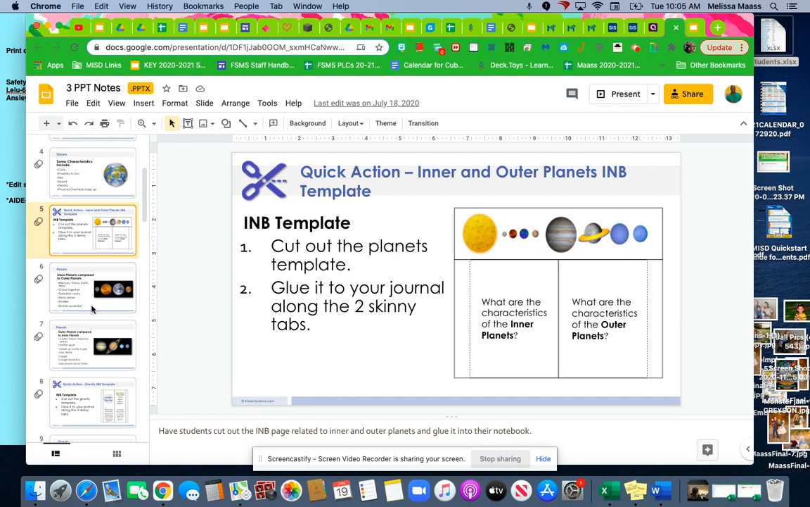I did tell you that years ago, like the past few years, the kids did physical notebooks, and we're doing digital ones this year.